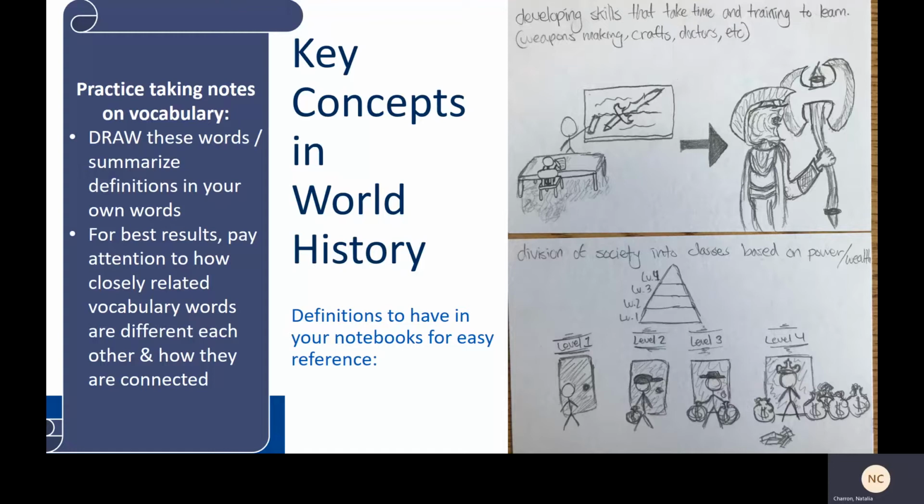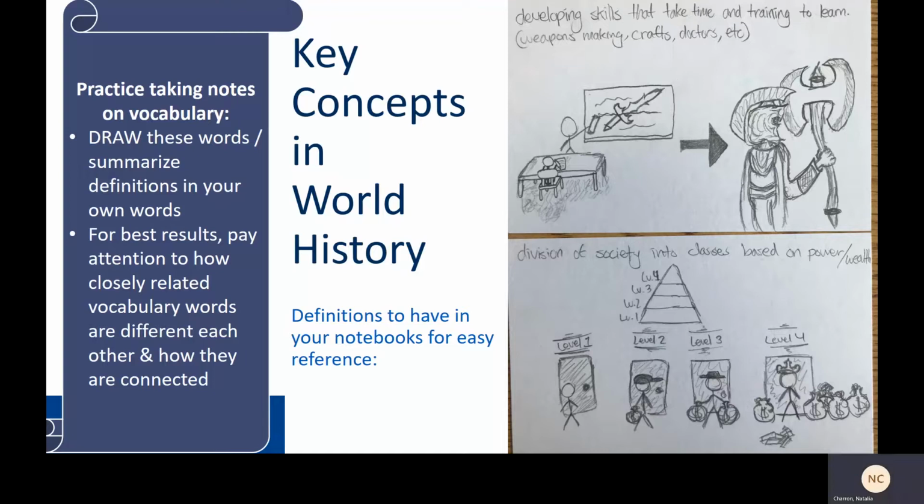You'll see on the top right, that was a student's note card for the word specialization, which means developing skills that take time and training to learn. You could memorize the definition, but if you really know it, you can draw it too. So drawing is key. That's what I recommend for everybody. And actually it's required in this class, not a recommendation.